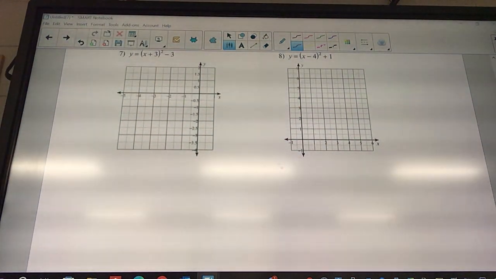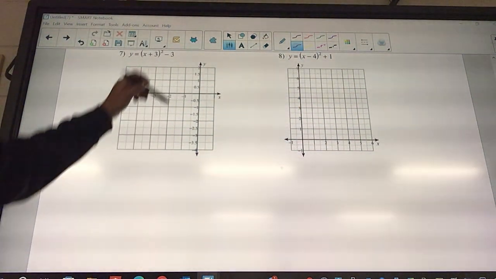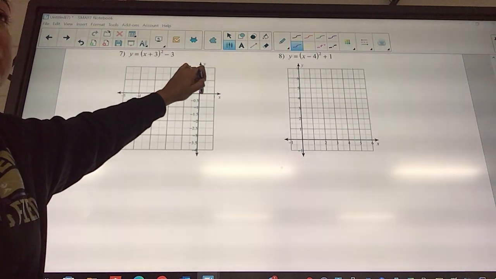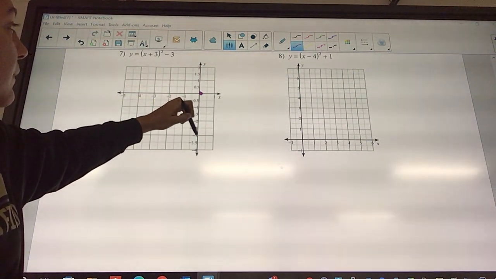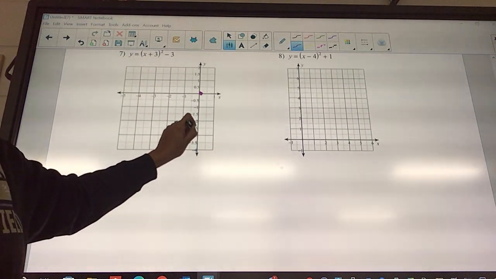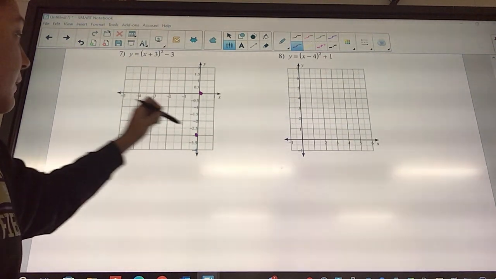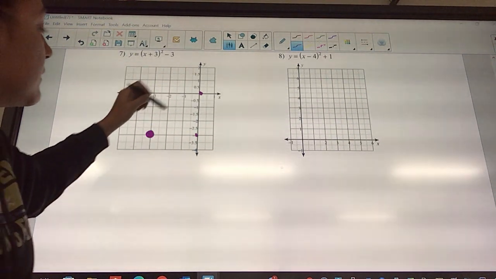Okay, look at 7. We're going to put our pencil on 0, 0. What does this minus 3 on the outside do? It's going to go down 3. What's a plus 3 on the inside do? Left 3. Okay, that's our vertex.